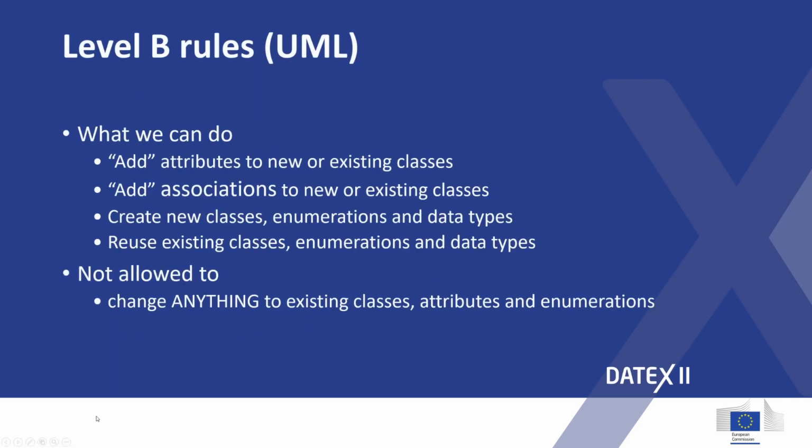To get this to work, we need some rules. What we can do is add attributes to new or existing classes. We can add associations to new or existing classes. We can create new classes, enumerations, and data types. We can reuse existing classes, enumerations, and data types. We are not allowed to change anything in the existing classes, attributes, and enumerations. So remark the apostrophes around "add" above, because we have to do this add in a special way so we don't break this.